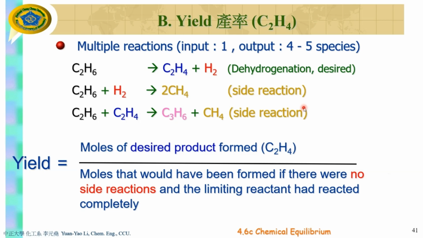Okay, here is an example. In reality, with the side reaction, you might probably produce 40 moles of C2H4. And if we allow only the desired chemical reaction, then you can produce 50 moles, ideally, of C2H4. So you can say 40 divided by 50. That will be 80%, right? 0.8. So this is the definition of the yield.